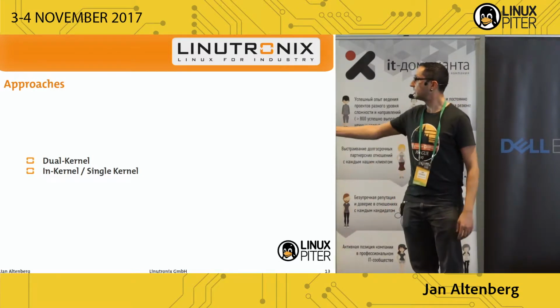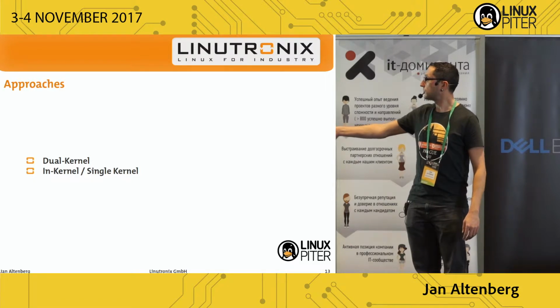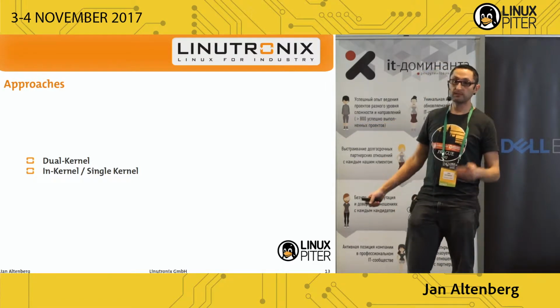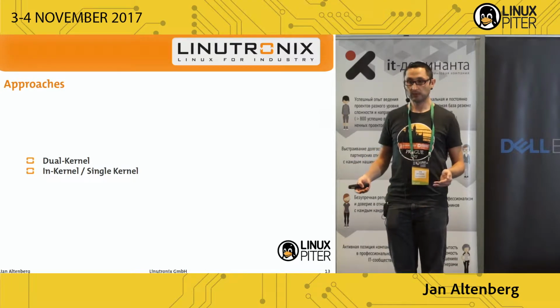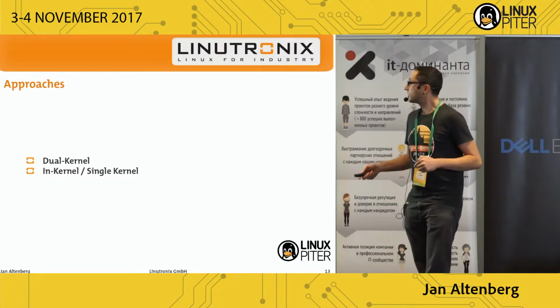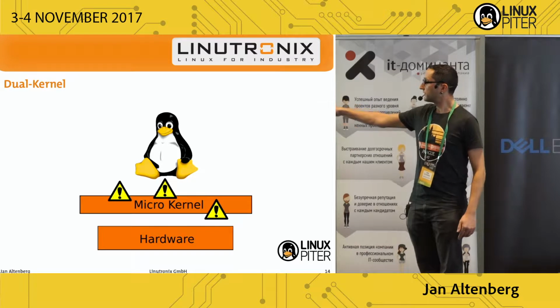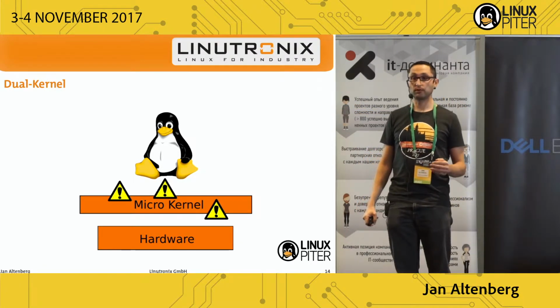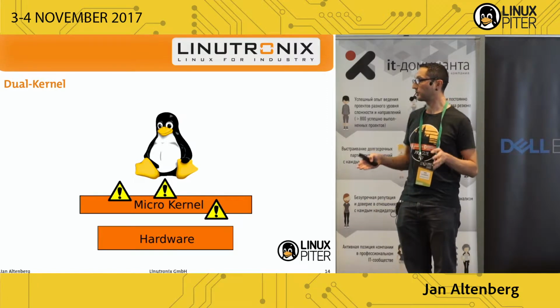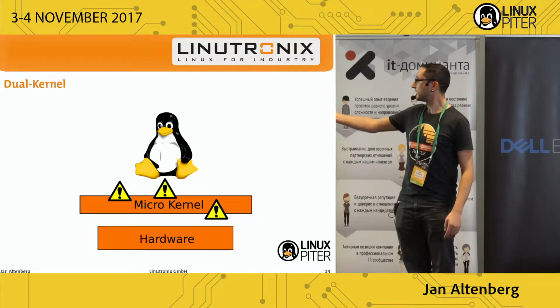So we have basically two different approaches. We have the so-called dual-kernel approaches, and we have the single-kernel approaches. The second one is basically making Linux itself real-time capable. Let me quickly look into these approaches. This is the very classical approach, the so-called microkernel or dual-kernel. These are the very first approaches of making Linux real-time capable, and they just had this design.